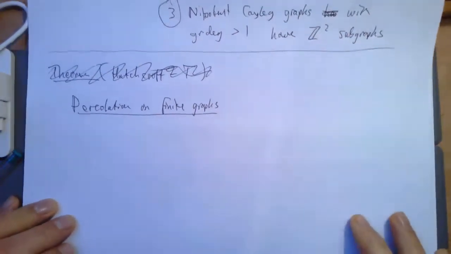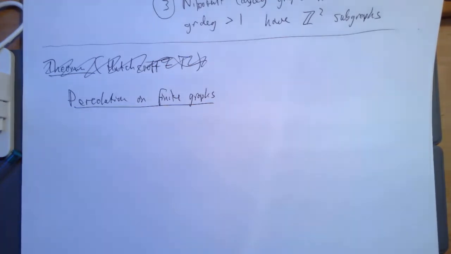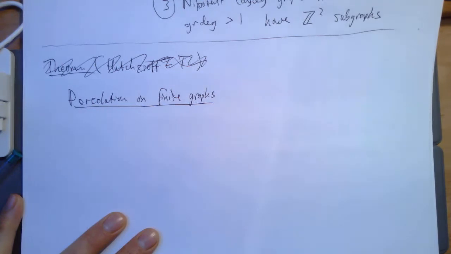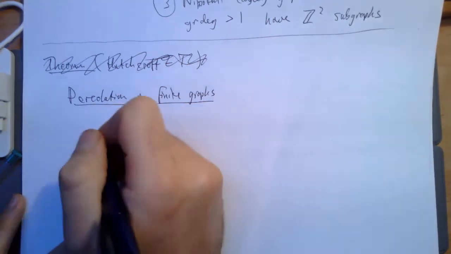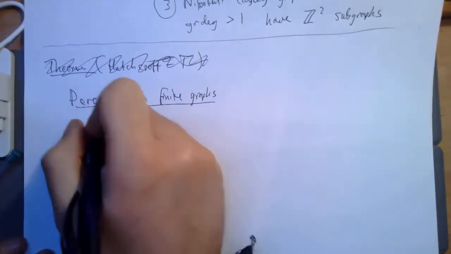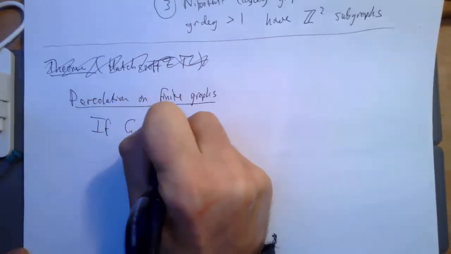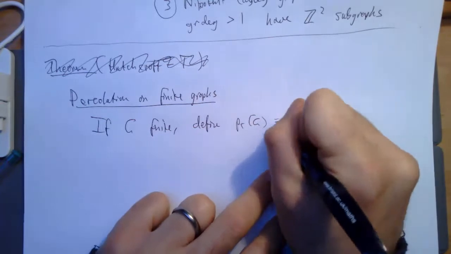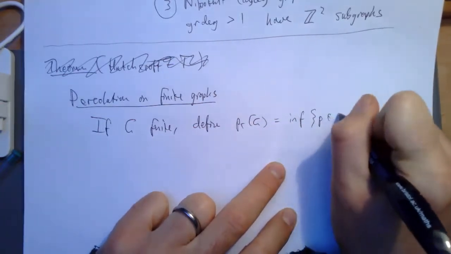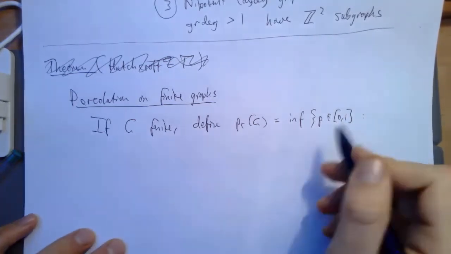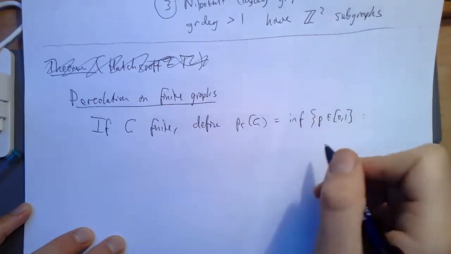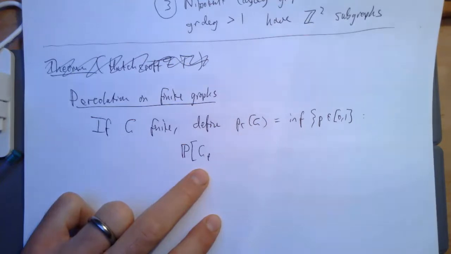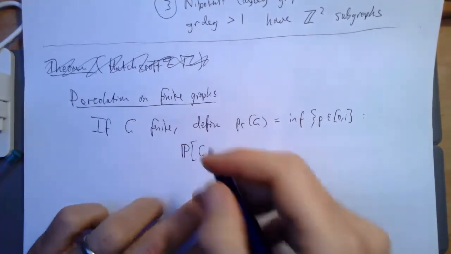Okay, so you can still do the same process on a finite graph. You start with the graph G, and then you independently at random delete or retain any of the edges of G. But of course, it no longer makes sense to ask whether or not G has an infinite component. So instead, if G is finite, we define PC of G to be the infimum of all P such that you have a connected component containing at least half the vertices with probability at least half.